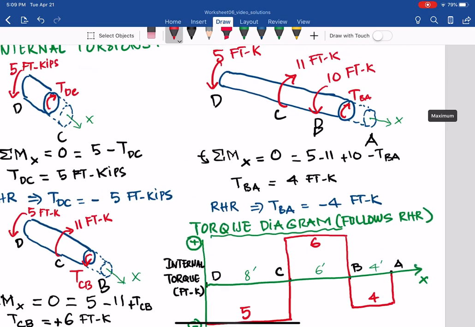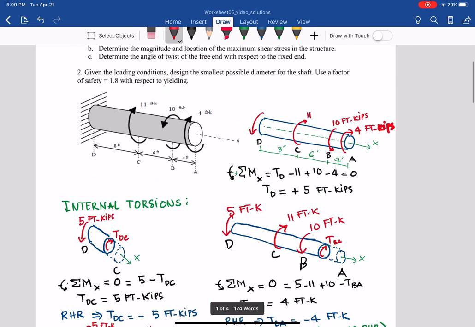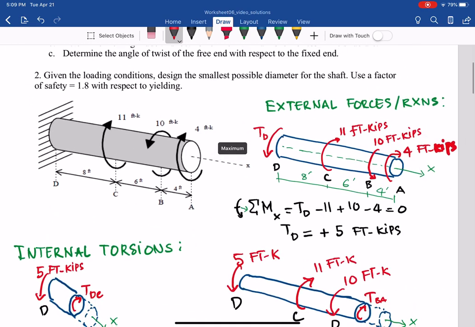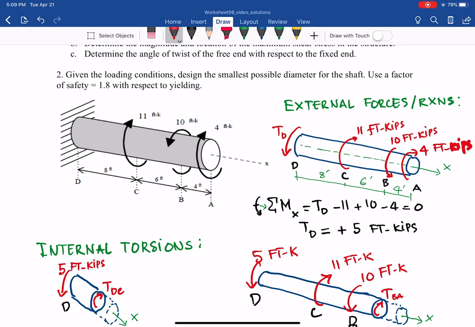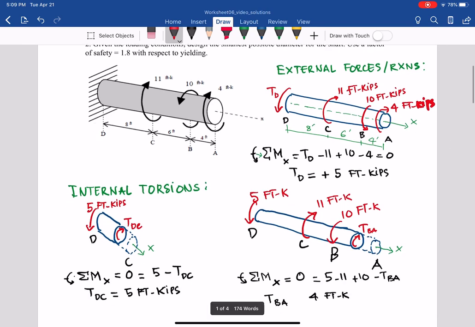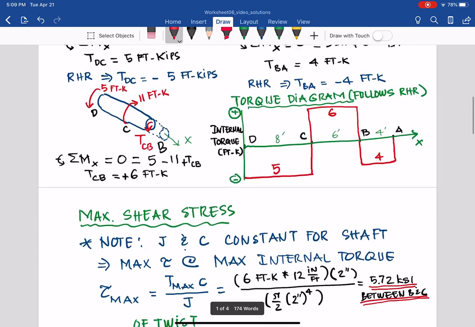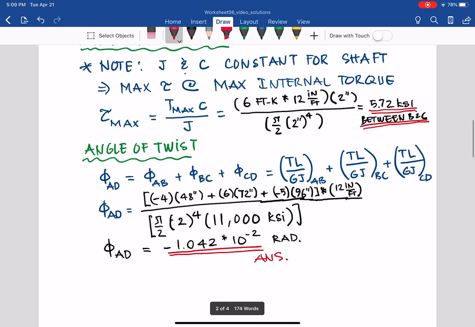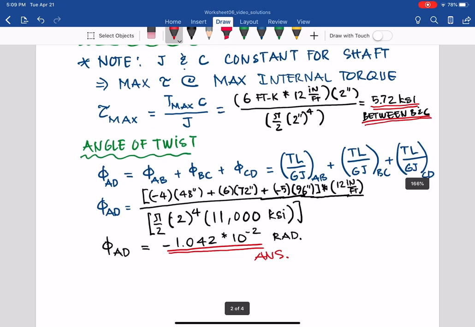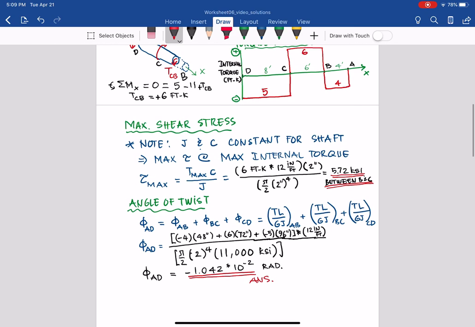It means that the angle of twist at A with respect to D is opposite, or negative, based on the right-hand rule. So if you put your right hand up, with your thumb going along the x-axis, whatever the opposite of where the fingers curl is the angle of twist direction. Okay, so that is the negative based on the right-hand rule there. So with that, we are done with part number 1. The next part is about design of the shaft. For this worksheet 6A, it should be easier and will be short.